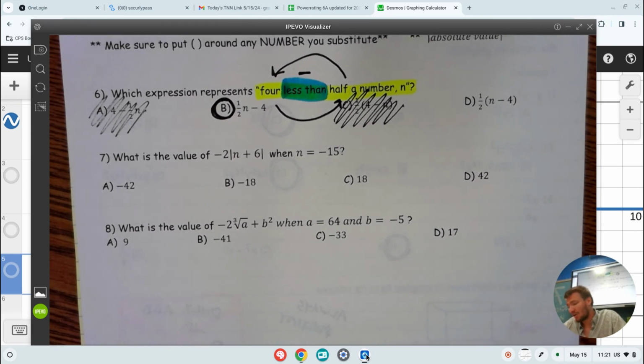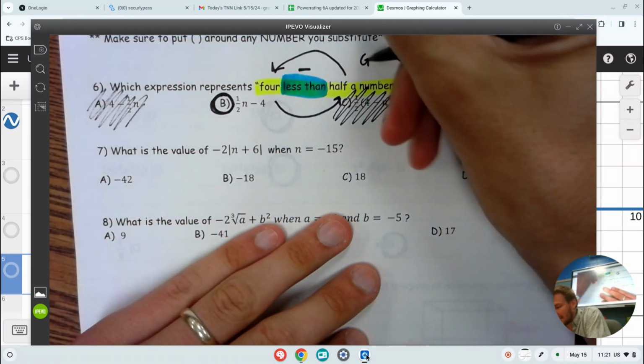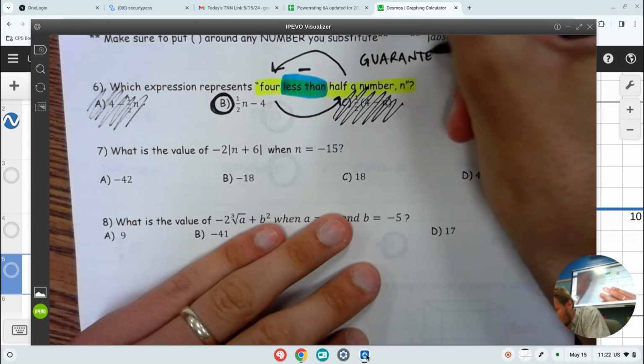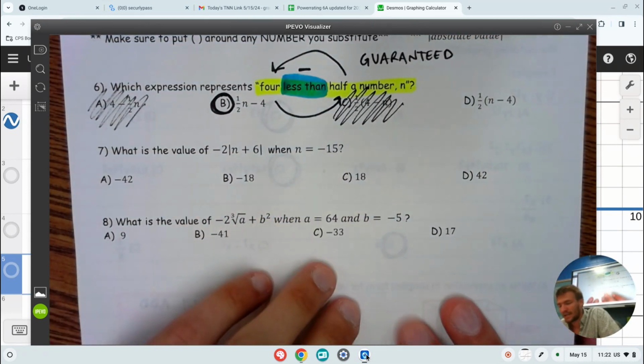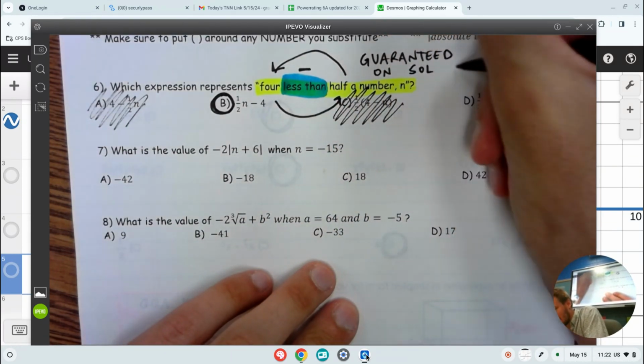I'll tell you right now, this is guaranteed on the SOL test. Guaranteed. This is a word I could not spell for a long time, and now I'm getting very nervous I spelled it wrong, but I think that's right. Guaranteed on the SOL test.